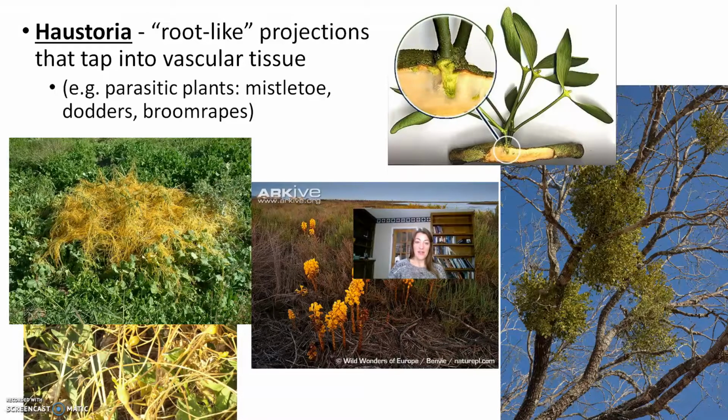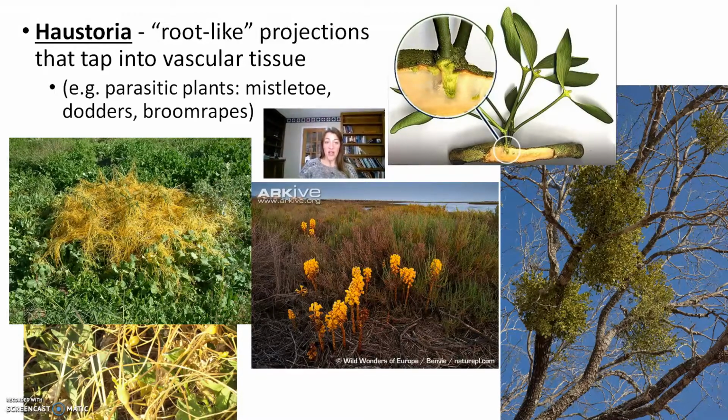Now we have these other kinds of specialized roots. The haustoria is a root-like projection that actually will tap into another plant's vascular tissue. So for example, these are really parasitic plants. Many of you have probably seen mistletoe in the trees around the area, and what they do is this. They come in and they just burrow into the vascular tissue and just start leaching off all the nutrients that the plant is creating for itself. We also have dodder and broomrapes. Those are over here, and they're also specialized roots that are parasitic to the plants around them.